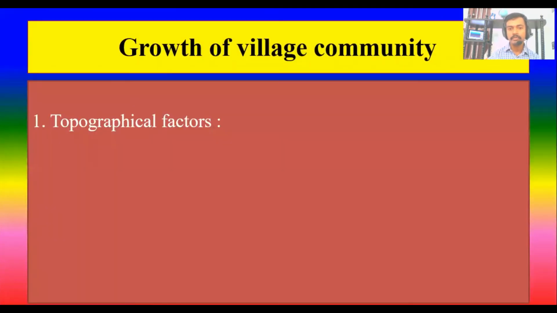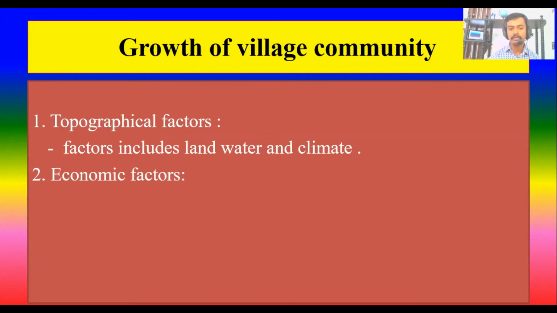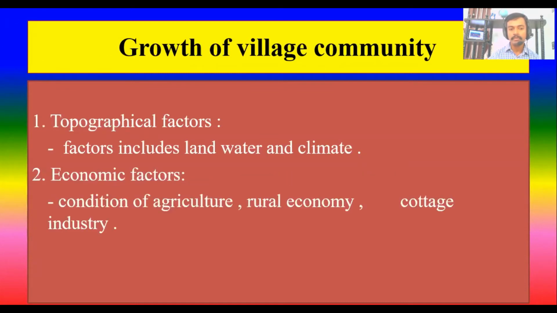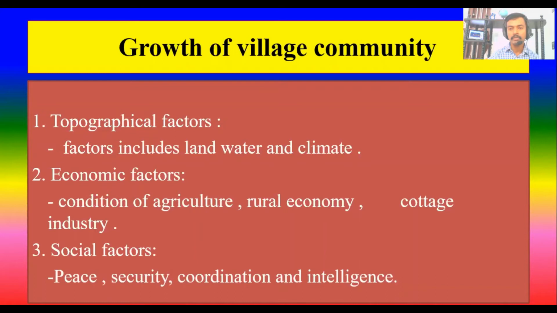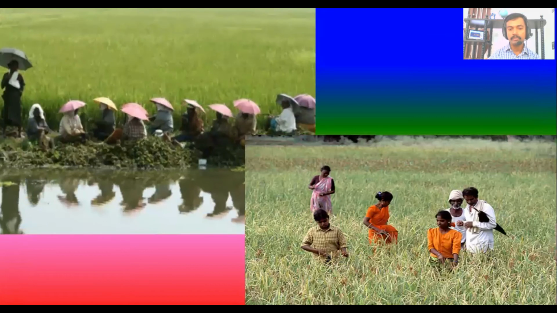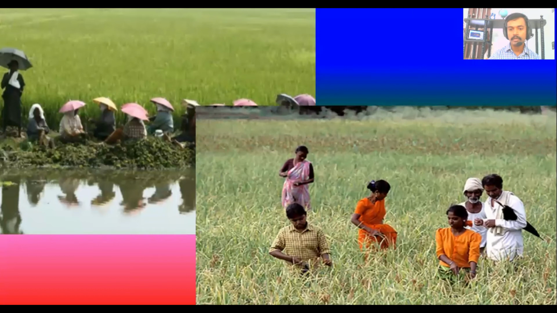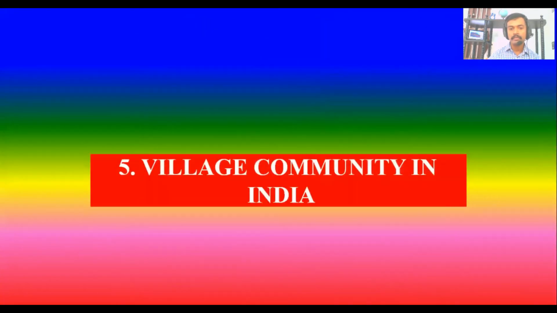Then growth of village community. The following factors determine growth. First, topographical factors, including land, water, climate. Then economic factors: condition of agriculture, rural economy, cottage industry. Third, social factors: peace, security, coordination, intelligence. Now look at this, some more pictures are available for more understanding of rural life. Then village community in India.